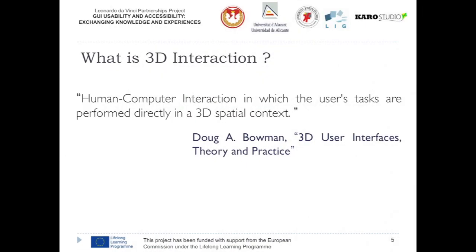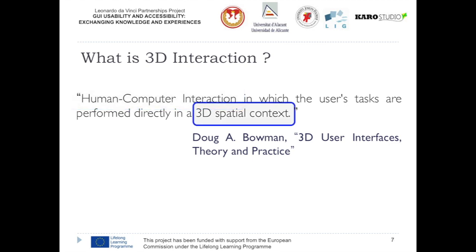So what is 3D interaction? 3D interaction, according to Bowman, is human-computer interaction in which the user's tasks are performed directly in a 3D spatial context. In this definition, we can find three main keyword groups. The first one is human-computer interaction. Of course, we are manipulating concepts of HCI. The user, with its own skills, interacts with a computer with its own inputs and performances.